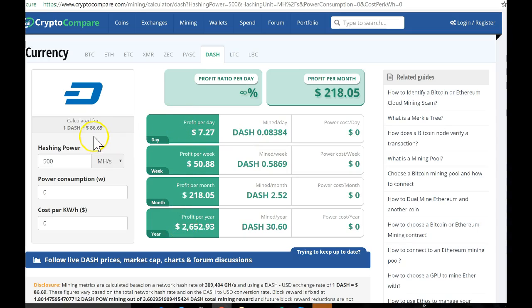Based on today's Dash price of $86, and that is of course changing, we believe it has a huge upside coming. I certainly believe that. You see here currently you make a profit of $7.27 per day. You make a yearly profit of $2,652.93 based on the current difficulty rate and the current Dash price. Of course, if Dash goes up, that will go up as well.